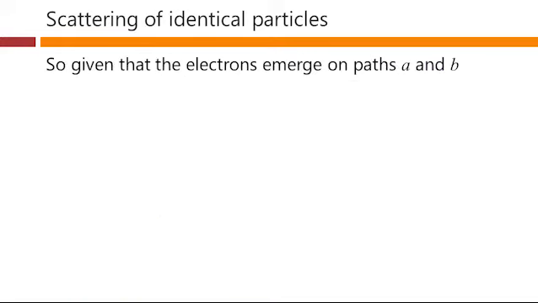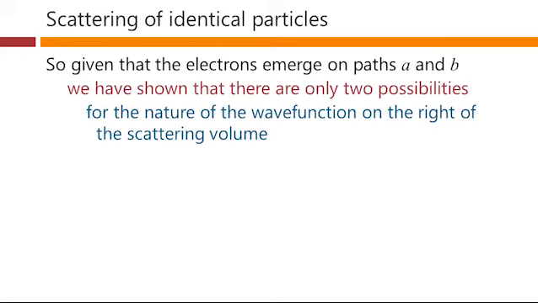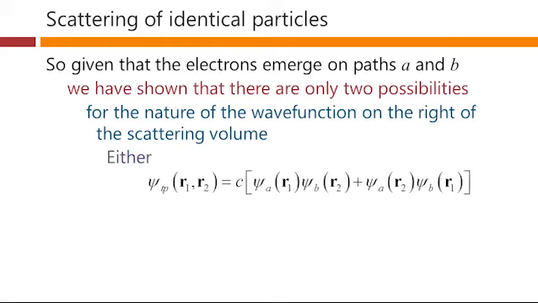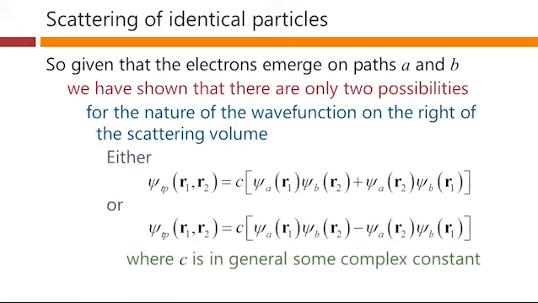So, given that the electrons emerge on these paths A and B, we presume, we've shown that there are only two possibilities for the nature of the wave function on the right of the scattering volume. Either, with gamma equal to plus 1, this two-particle wave function is some constant times psi A of R1 times psi B of R2 plus psi A of R2 times psi B of R1. Or the same expression but with a minus sign in here. And C at the moment is in general some complex constant.